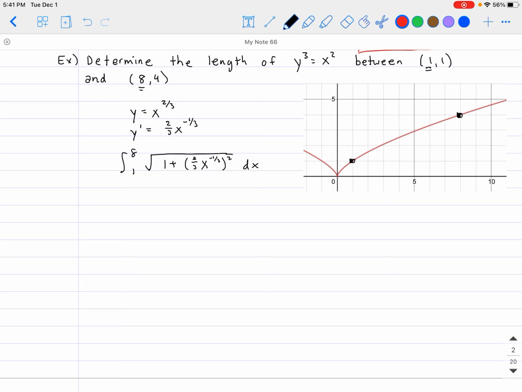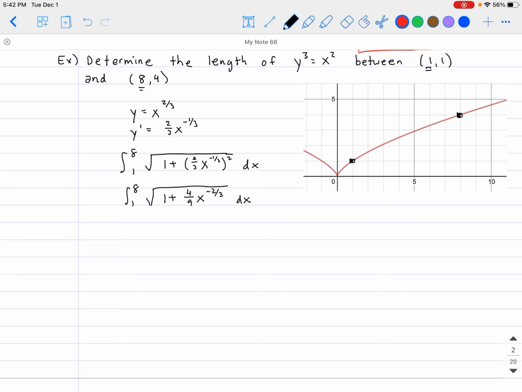Now, needless to say, this is not exactly something nice, but we do have an integral to work with. If you're looking for just an integral answer or something you can throw into your calculator using numerical integration, we're pretty much all set. So let me clean that last part up: 1 plus 4/9 times x raised to the power of negative 2/3, dx. That would be my representation in this case.